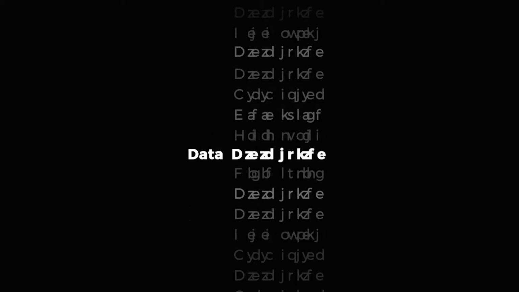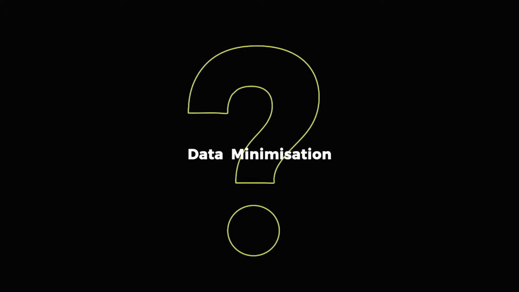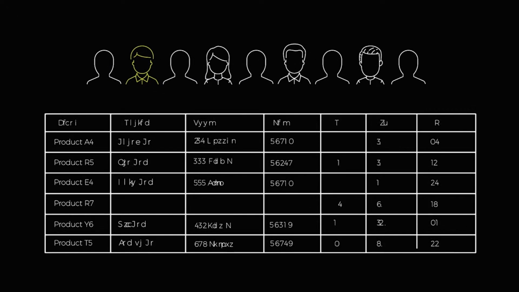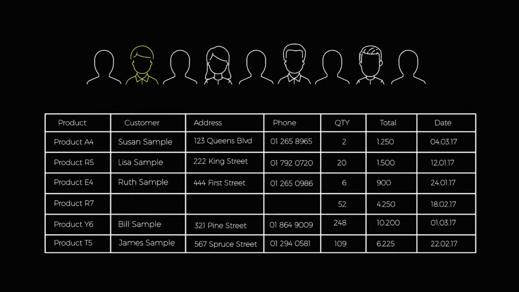Data minimization plays an important role under GDPR. But what does it really mean? Data minimization under GDPR means only holding on to and giving access to the minimum amount of personal data that is required to perform a task for legitimate business purposes, and that is aligned with the consent of the data subject.